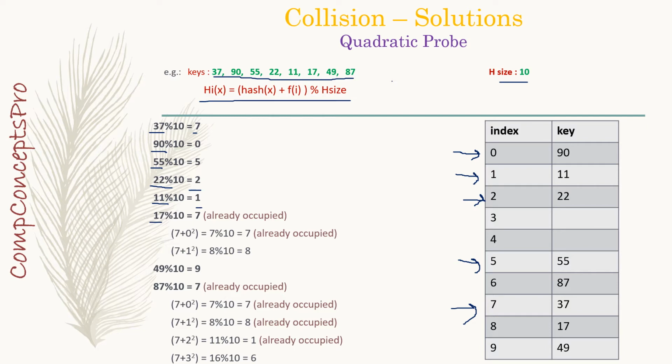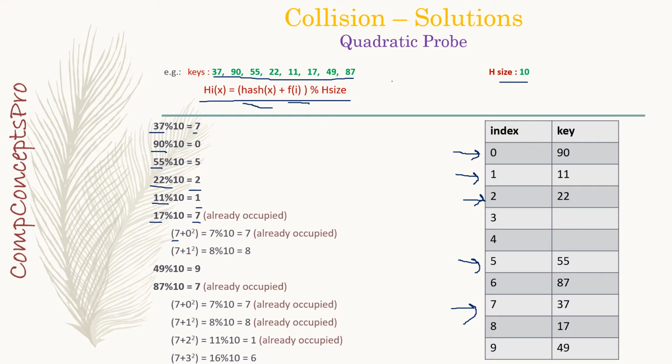17 mod 10 again gives 7. So index position 7 is already occupied by the key 37, as you can see. So now here we have to apply the formula for quadratic probe. This 7 is the result that comes from the division method, which means this is hash of x. Then we'll find f(i). First we'll substitute the value of i with 0 and find the square, which is also 0.